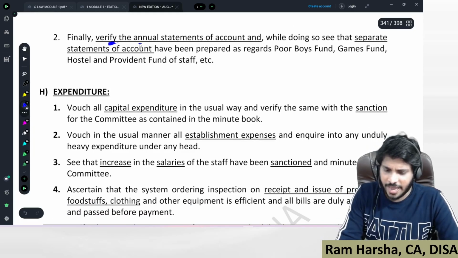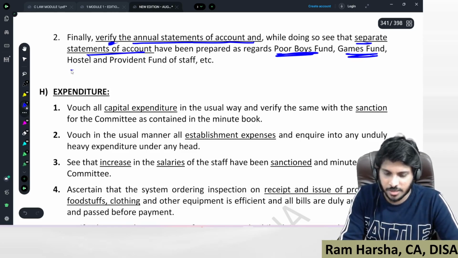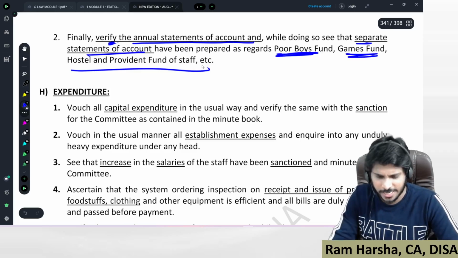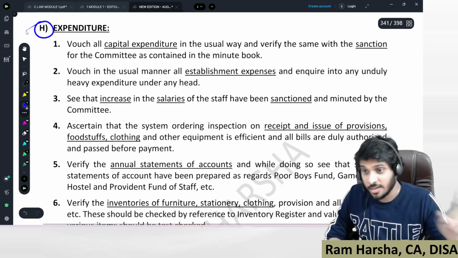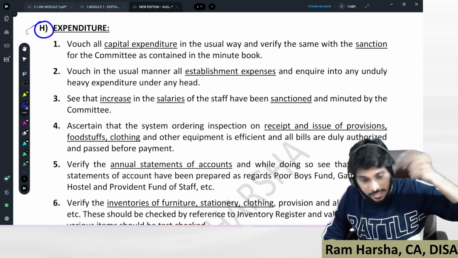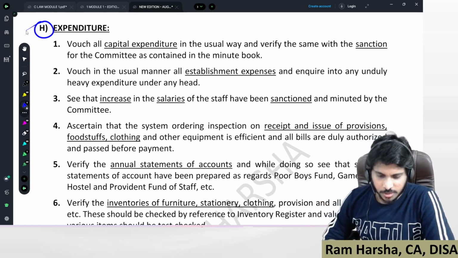And verify annual statements of account. Separate statements of accounts have been prepared regarding poor boys fund, games fund, hostel and provident fund of staff, and any separate funds, whatever is there, to verify. And again, the expenditure and fees collection point is important. The expenditure point is also important. The remaining are not that important.